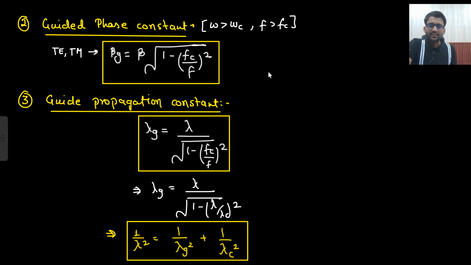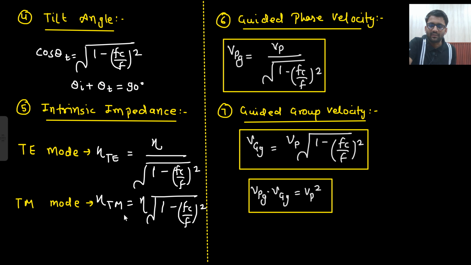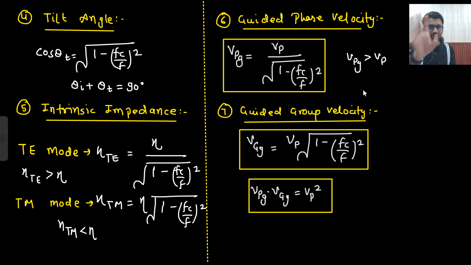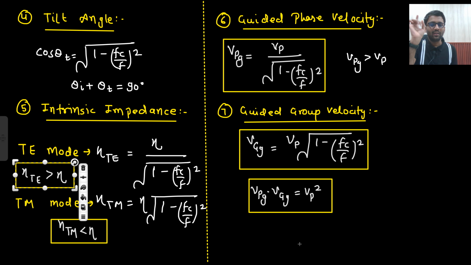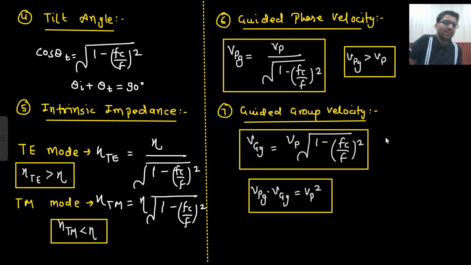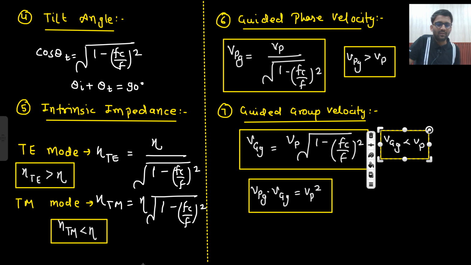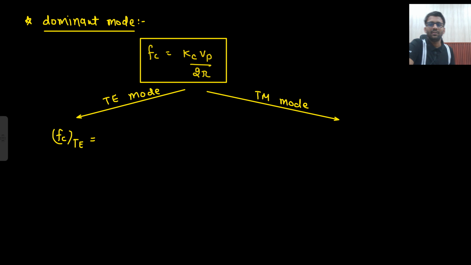And here also you can write down the relations: beta g will be less than beta, lambda g will be greater than lambda, eta TE will be greater than eta, eta TM will be less than eta, Vpg will be greater than Vp. How I am writing down all these things, you should be comfortable with that. Why is that so? Because we have spent a lot of time in rectangular waveguide in writing down all these things. Vpg will be greater than Vp and Vgg will be less than Vp. Okay, well and good.